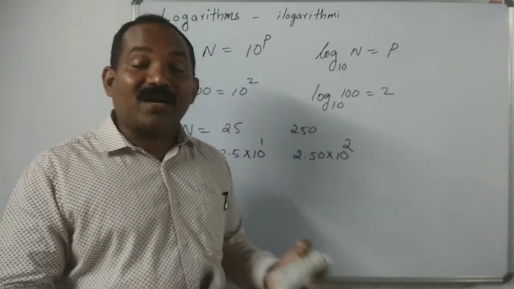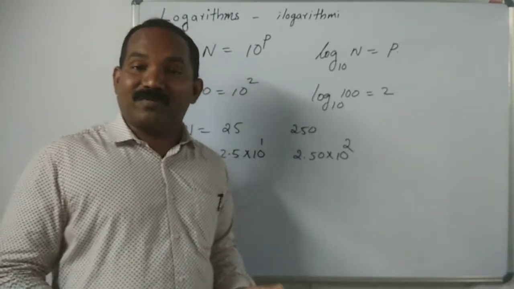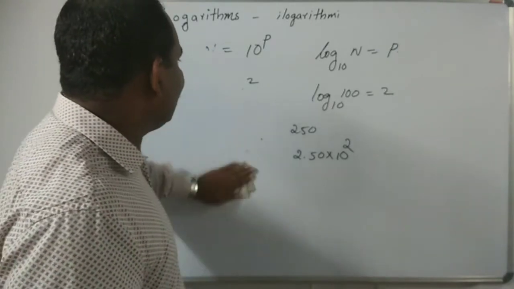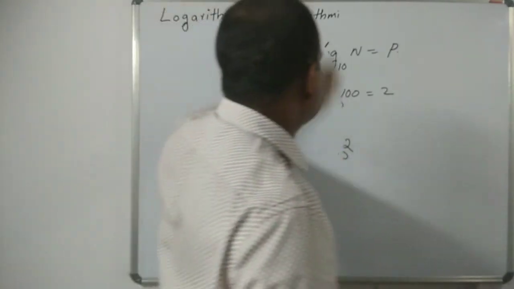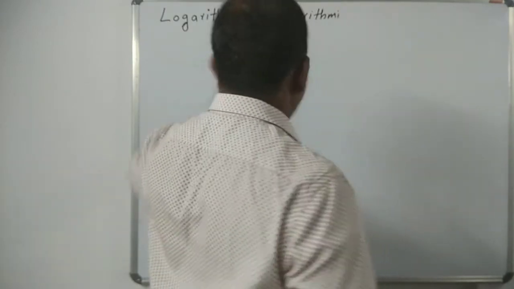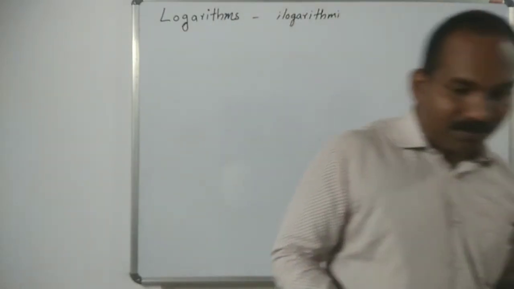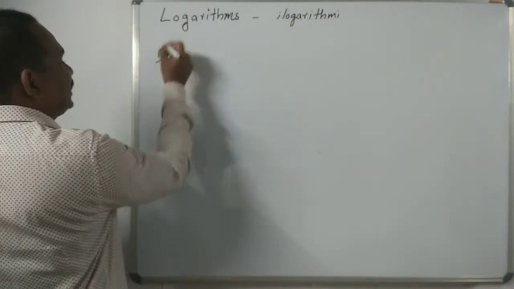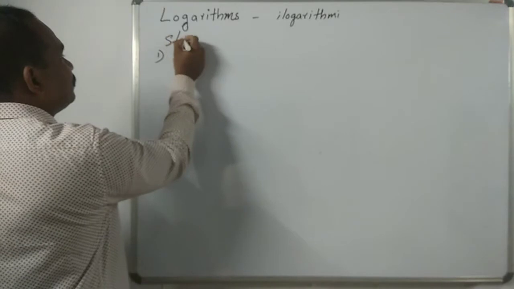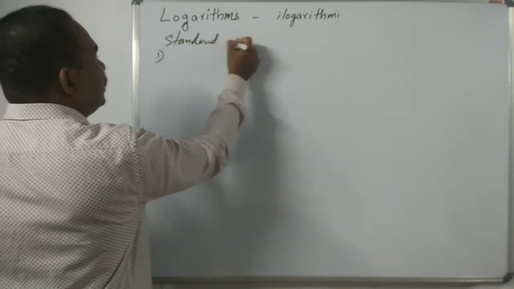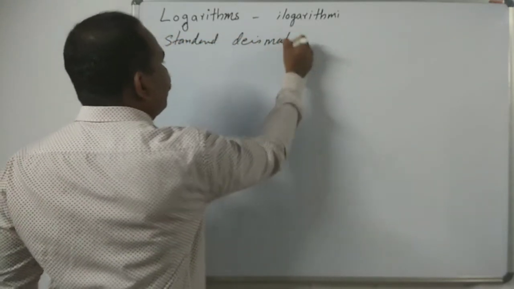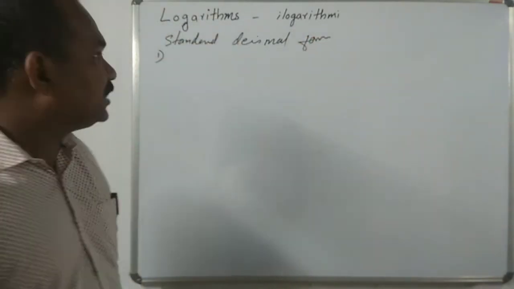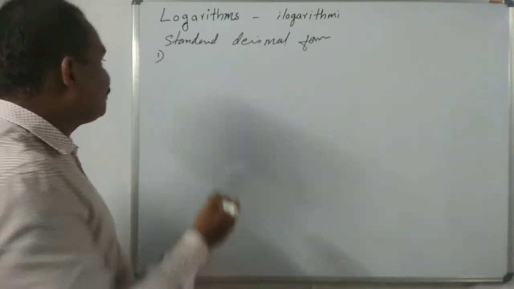So, we have to study how to take the values from the log tables. For that, we must write the numbers in the standard form. For some examples, the first example. Standard form of decimal, or standard decimal form.